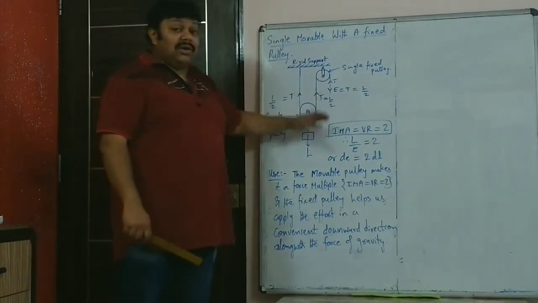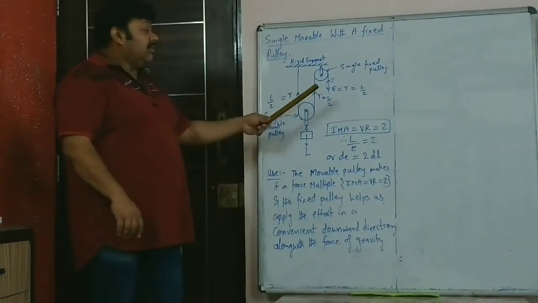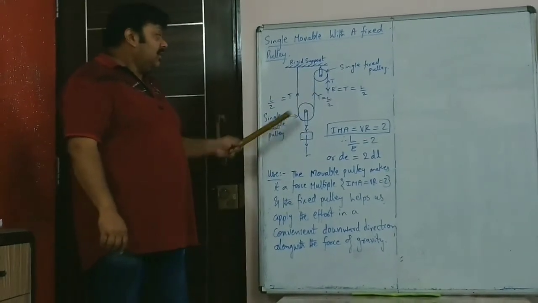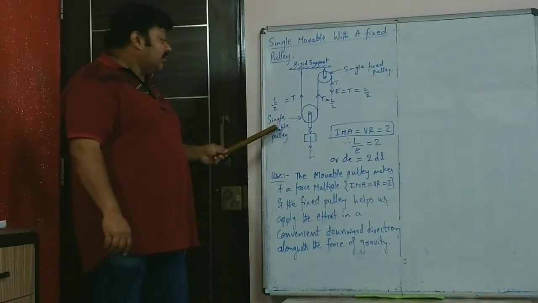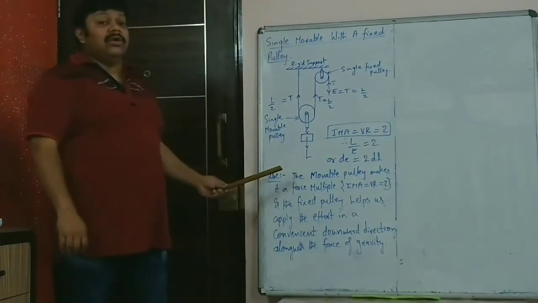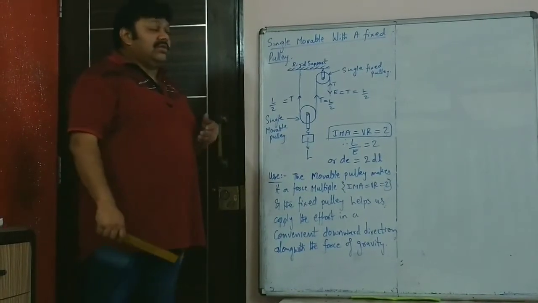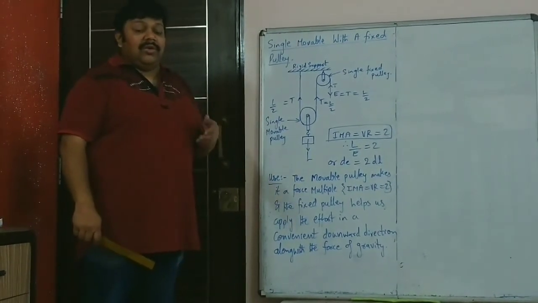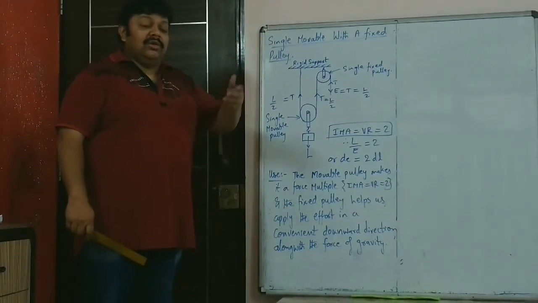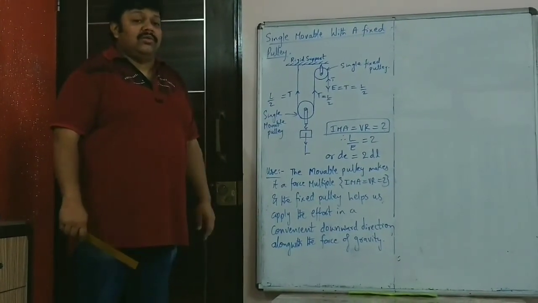These diagrams are very important. Labeling them with the correct direction of tension, load, effort, labeling the single fixed pulley, rigid support, single movable pulley, all that is very important. You have to draw and practice it. So in the next video, we will see the rest of the pulley systems, that is the combination of pulleys and the block and tackle system of pulleys.